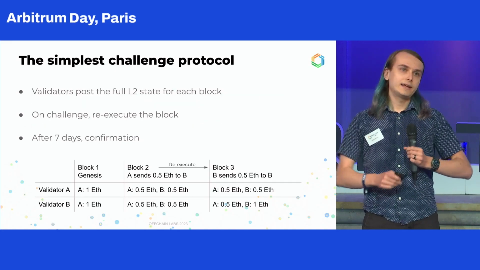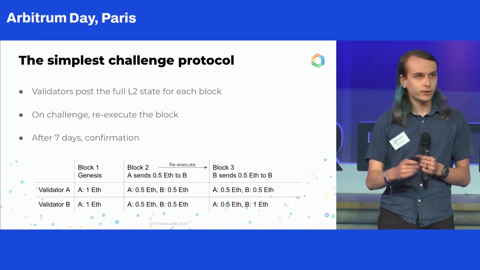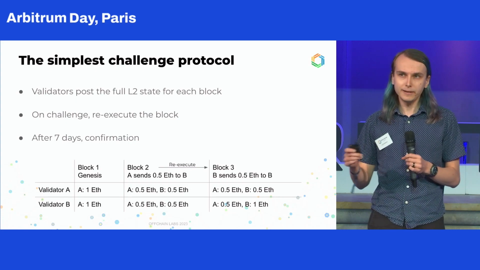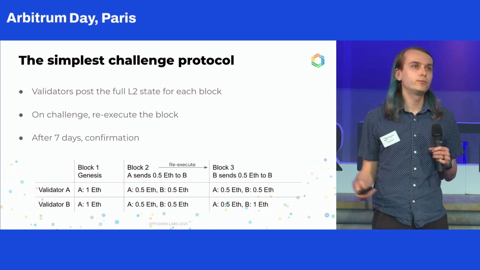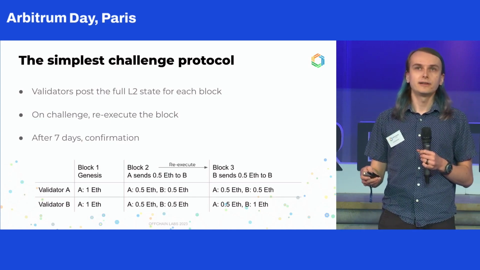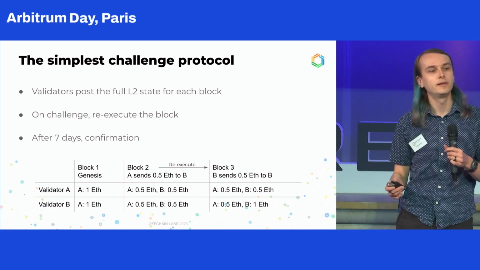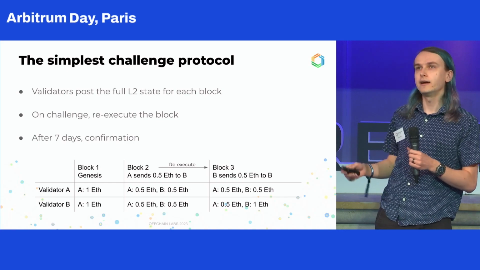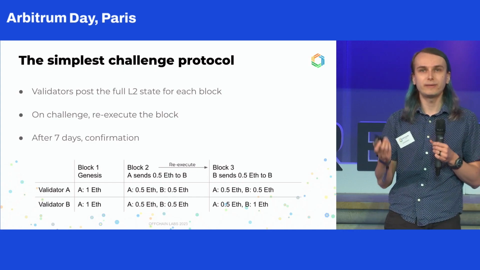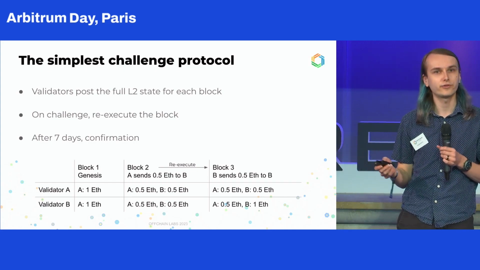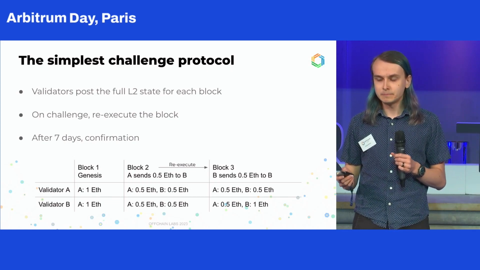So let's look at an example challenge protocol. This one's going to be really simple, and we're going to find out later on that it's too simple, but it might show you what a challenge protocol is like. So let's look at a rollup in which there's only balance transfer. There's no Ethereum virtual machine, nothing complicated. Again, we're just looking at the simplest thing possible. So validators might post everybody's balance for every block to layer 1. Again, this is not how Arbitrum actually works, and this is not a good protocol, frankly, but it's very good for explaining what a challenge protocol is.